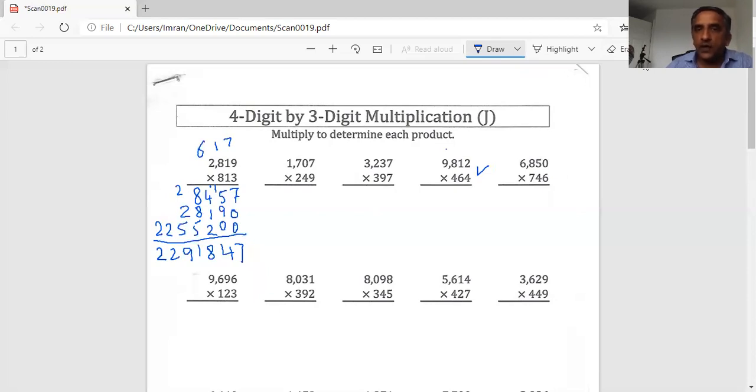So what we do, I'm going to multiply 4 with 2 first. So 4 times 2 is 8. Then 4 times 1 is 4. 4 times 8 is 32. We write 2 and 3 carry forward. 9 times 4 is 36. 36 plus 3 is 39.